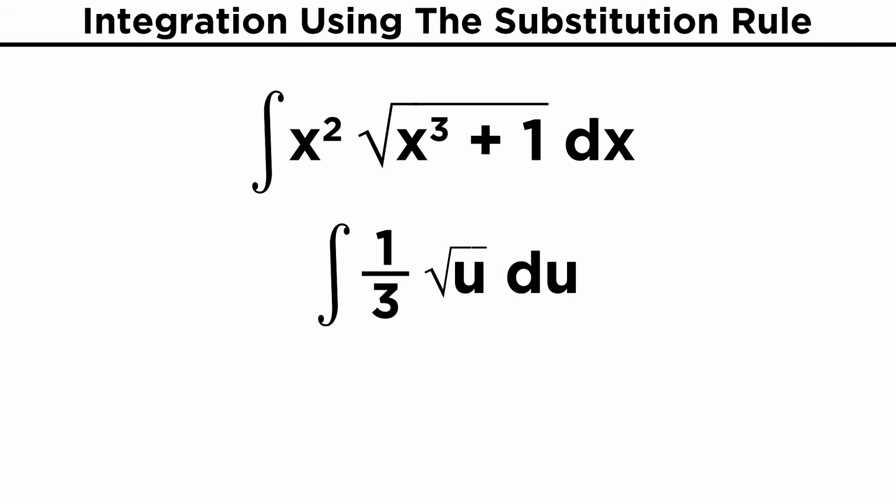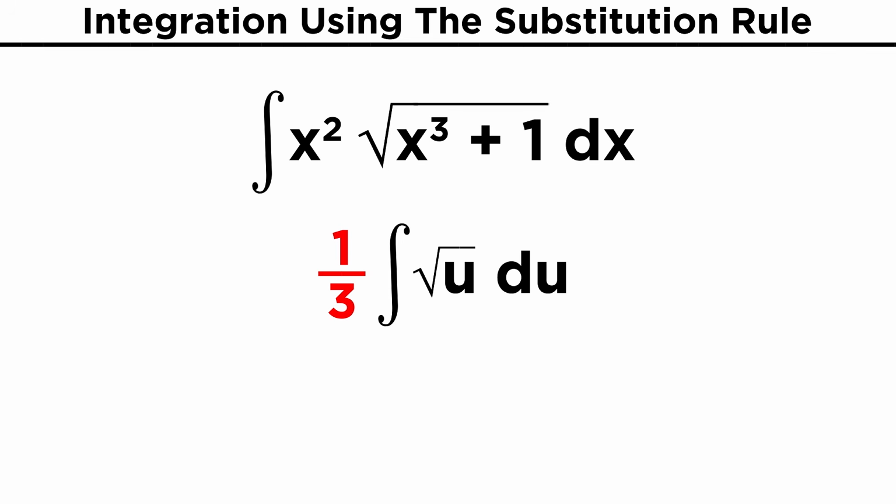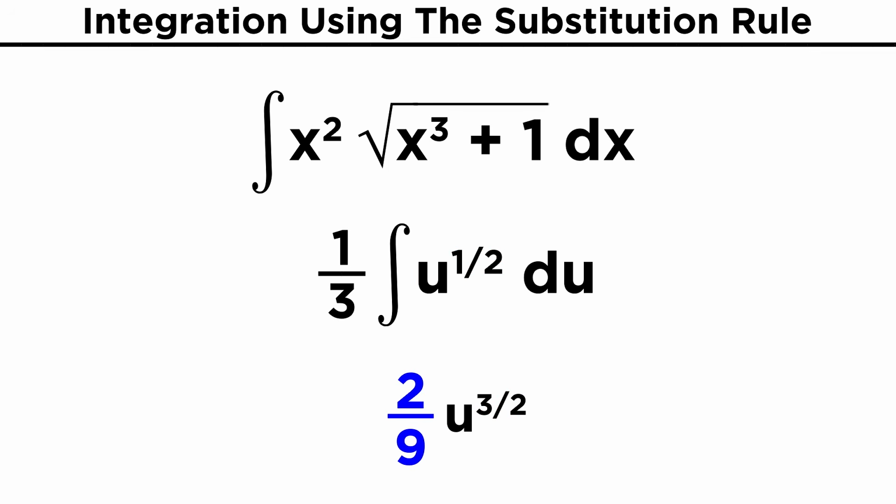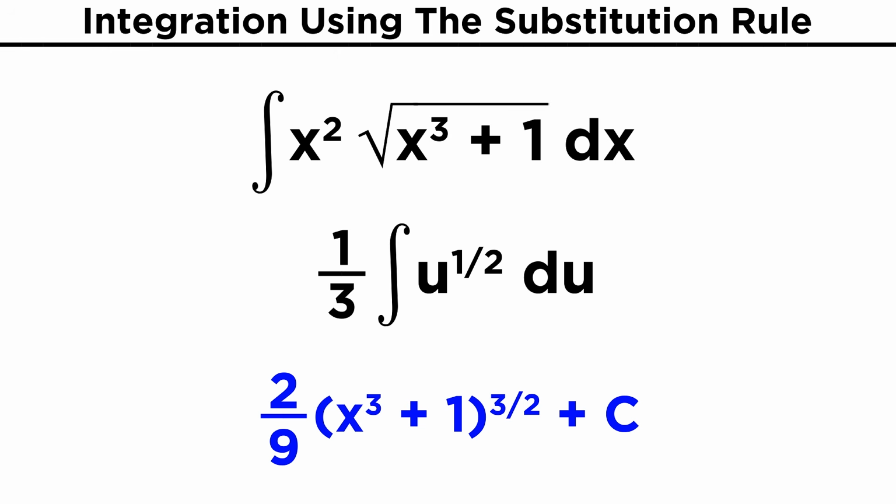Now things are looking pretty good. Let's pull 1/3 out of the integral, and then we can integrate root u du. Remember, that's u to the 1/2, so it will become u to the 3/2 over 3/2, or 2/3 u to the 3/2, times the 1/3 we already had, and that will be 2/9 u to the 3/2. Now we can return u to its original form, and we have 2/9 times the quantity x cubed plus 1 to the 3/2 power, and then plus c, as we are used to.